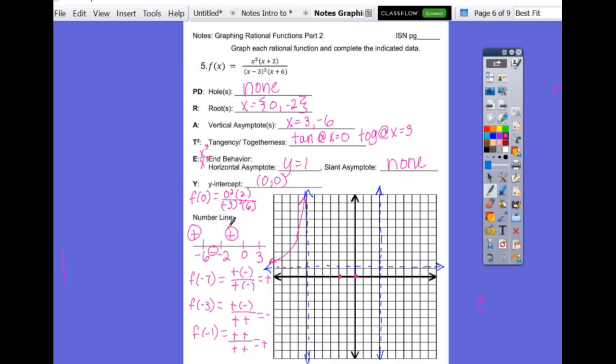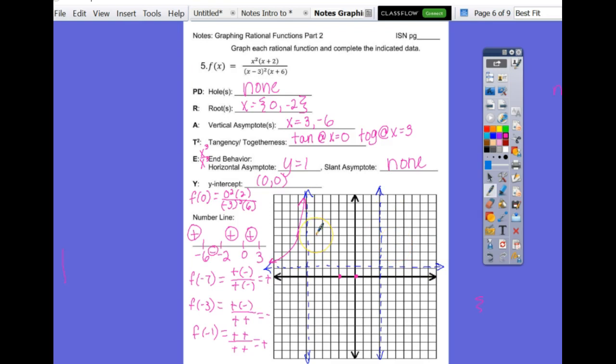So what do I know about what happens at 0? I know I get a bounce. So if I get a bounce, and if I know between -2 and 0 is positive, then the bounce has to go up. So 0 to 3 also has to be positive. And what do I know about what's happening at 3? I have togetherness at 3, which means over here has to be positive as well. So this is what it's going to look like.